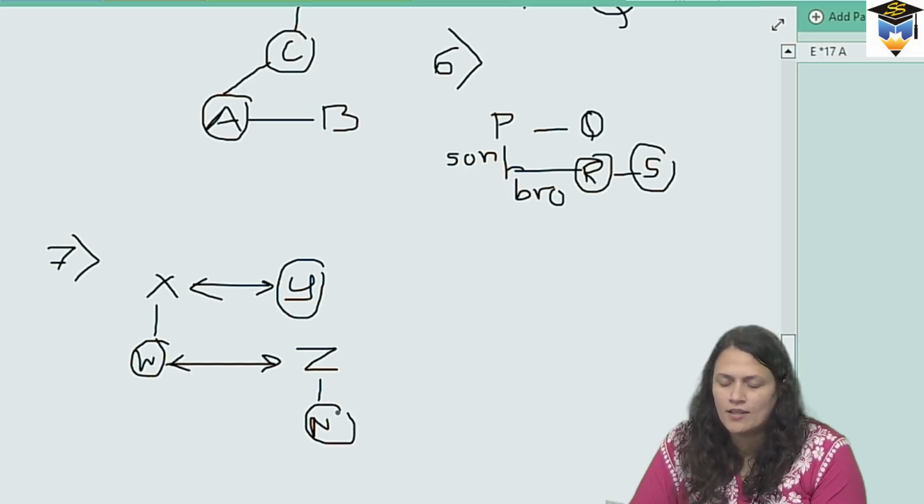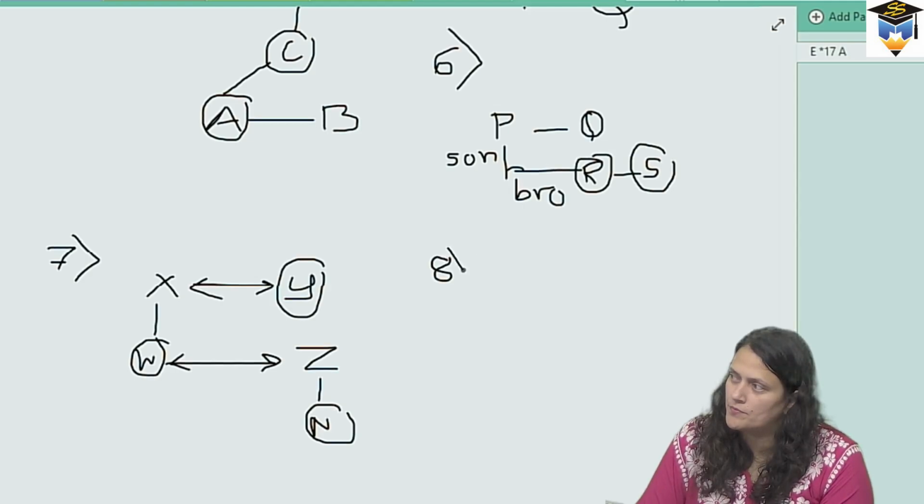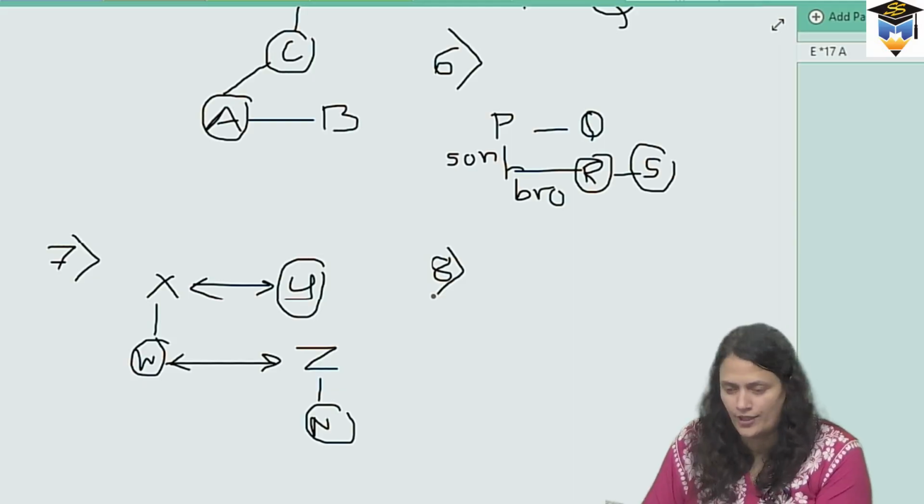So N is granddaughter of Y. N is granddaughter of Y. That is the answer for the seventh one. Now eighth one. A reads a book and finds the name of the author familiar. Author B is the paternal uncle of C, who is the daughter of A. How is B related to A?